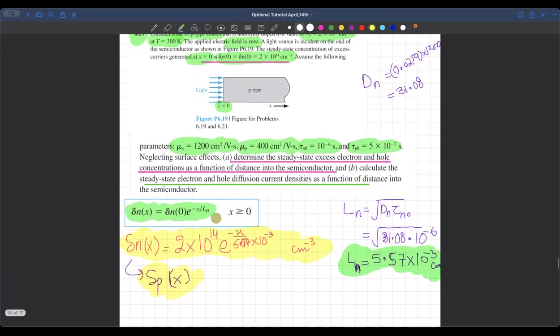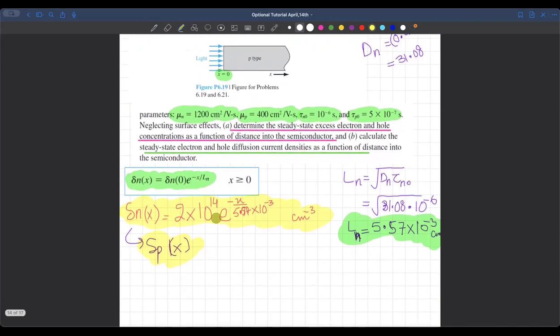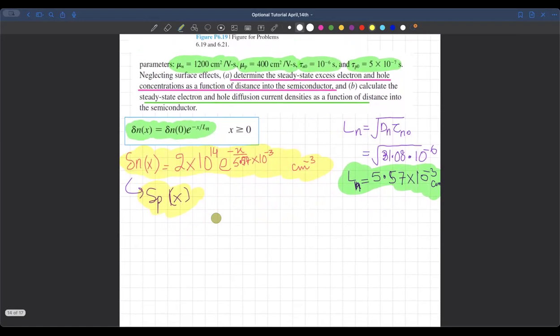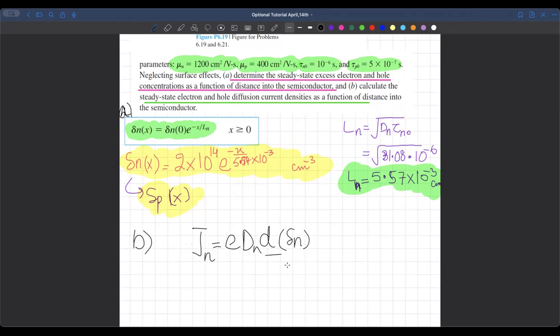Okay, and now what next? They say calculate the steady state electron and hole diffusion current densities as a function of distance. Okay, now for this one, okay, that was A part. Diffusion current density. So better to get the holes because we know the majority carriers, they will follow that for the minority carriers. So get them for the minority carriers, okay? So again, the formula, dN, and this thing.